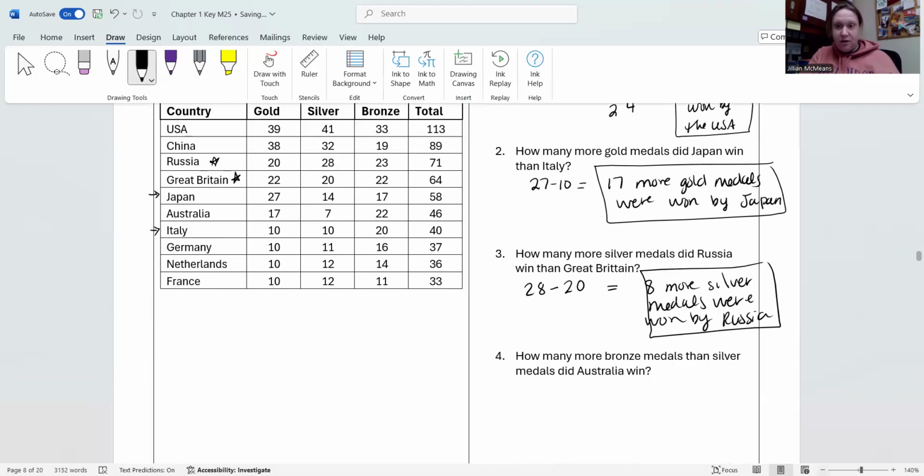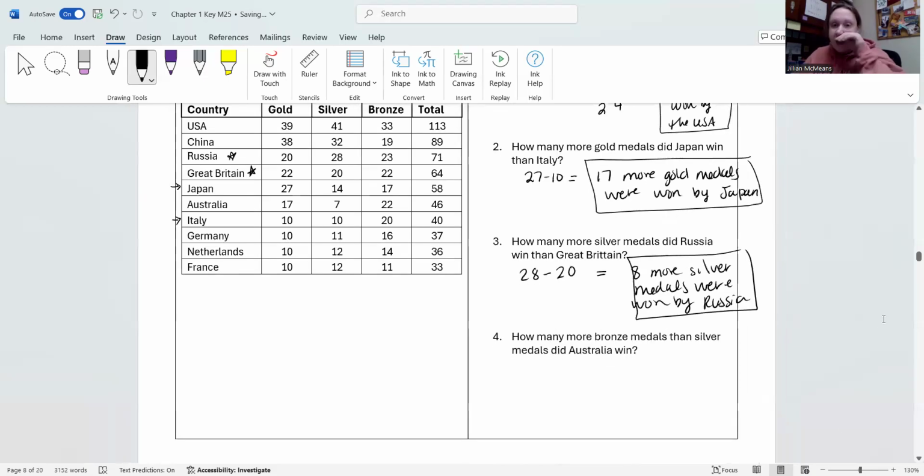Let's see if I can fit all of this in one screen. Okay, there we go. So how many more bronze medals than silver medals did Australia win? So we're only interested in Australia. So let me highlight Australia so we can know what we're looking at. And we want to know bronze versus silver. So they won 22 bronze medals, but they only won 7 silver medals. So we want to do 22 minus 7. If you can do 22 minus 7 in your head horizontally, that's fantastic. If you need a little help, that's okay too.